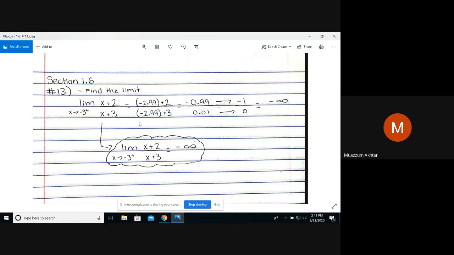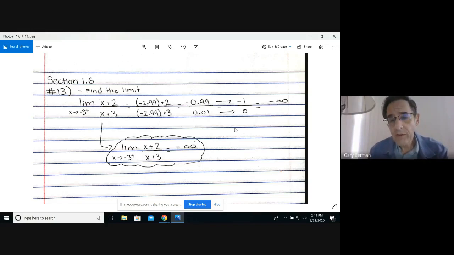Because of that, you get -1 over a small positive number, which gives you a negative outcome. And since the denominator is getting smaller, the fraction is getting bigger, so the limit would be -infinity. Oh, okay. So that's the correct answer.